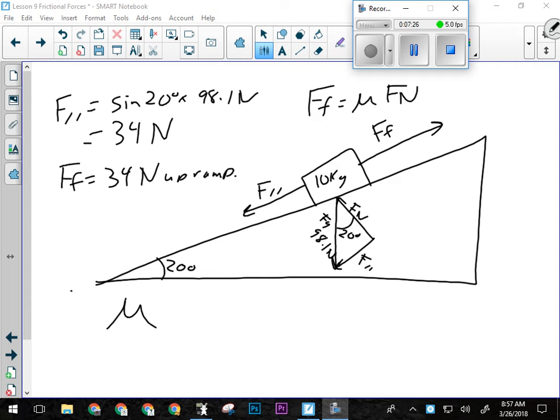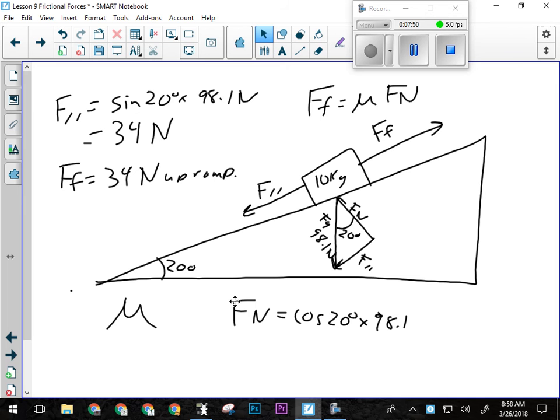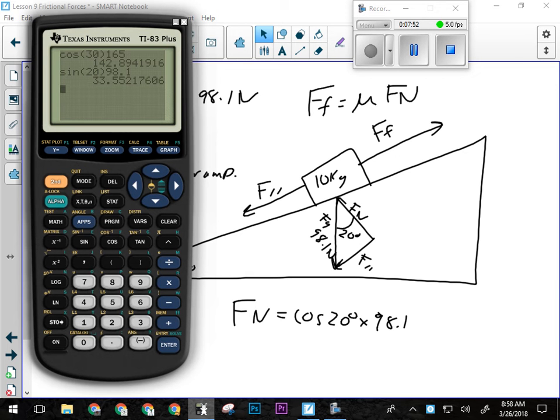And this is what we're going to be leading up to: eventually, an inclined plane question might say you have this box on an inclined plane, the coefficient of friction is this, and then you'll have to calculate the force of friction as part of solving that problem. Okay, so for right now, we want to calculate the normal force, which will be the cos of 20 degrees, since it's the adjacent side, times 98.1, and that'll give us F_n, and then we can calculate the coefficient of friction.